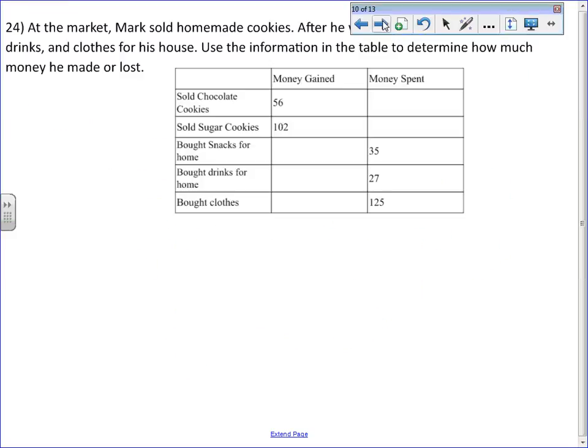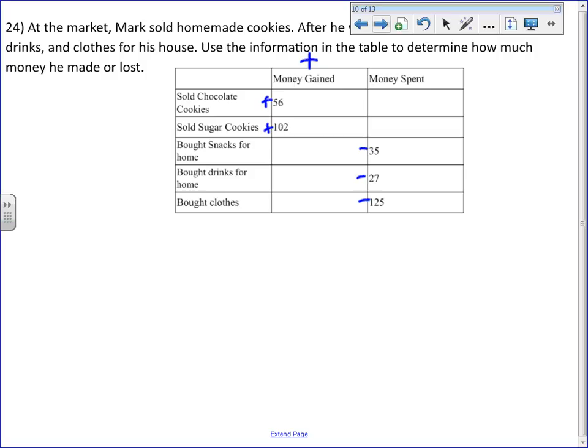Okay, at the market, Mark was selling cookies. After he was finished selling, he bought food, drinks, and clothes for his house. Use the information on the table to figure out how much money he made or lost. So if he gains money, that means he's getting money. That's positive. So these are all positive numbers. If he's spending money, he's losing it. So those are all negative numbers.